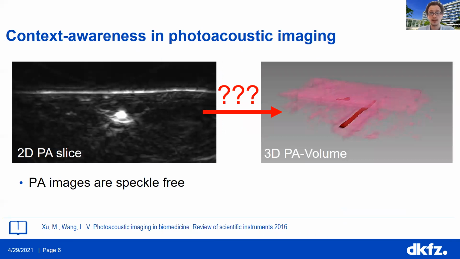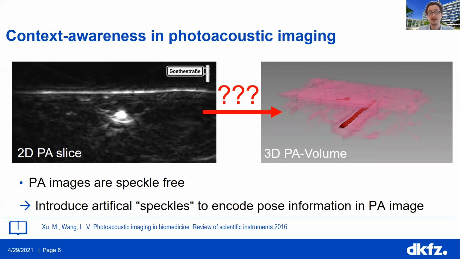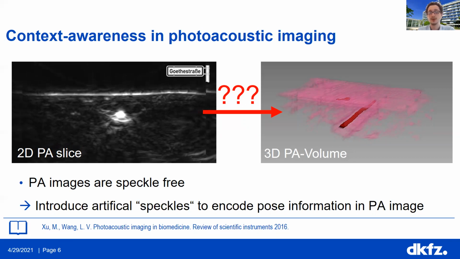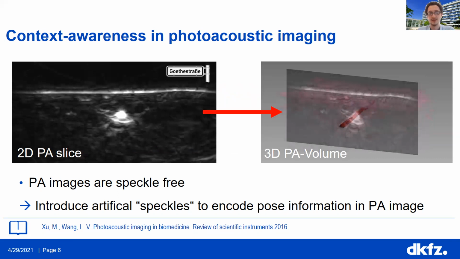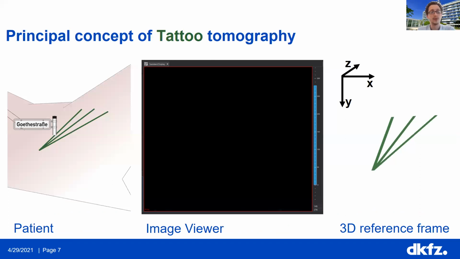Unfortunately, photoacoustic images are speckle-free, so we thought we could introduce artificial speckles to encode the pose of the probe into a photoacoustic image slice. So we add a street sign to a photoacoustic image to set the image in context of the three-dimensional volume. We called our approach Two Tomography because we printed an optical pattern on a foil and we attached this to a patient, which gives us the guidance and the reference coordinate system.